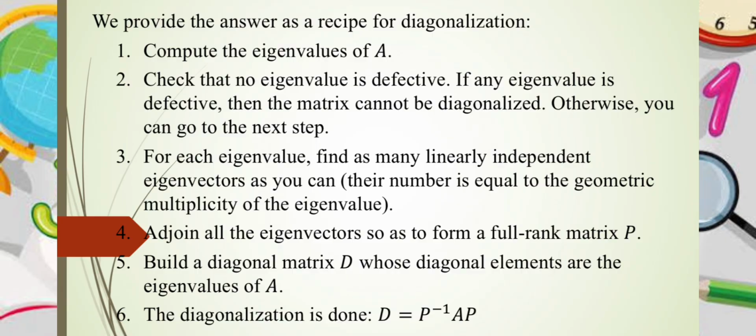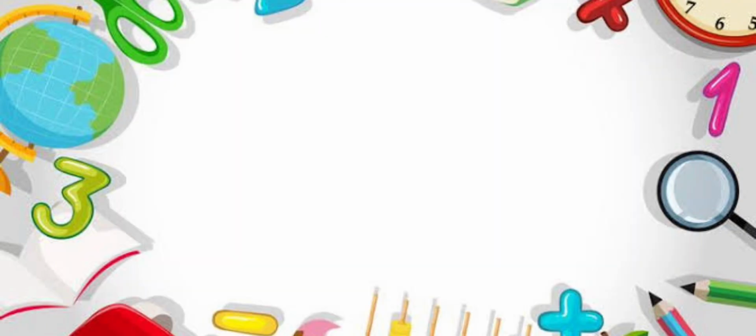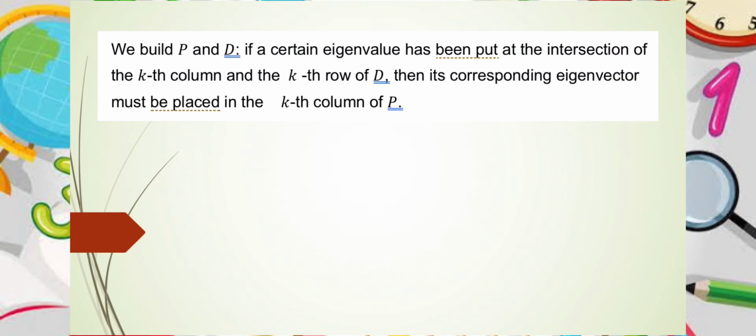D is equal to P inverse times AP. Importantly, we need to follow the same order when we build P and D. If a certain eigenvalue has been put at the intersection of the k-th column and the k-th row of D, then its corresponding eigenvector must be placed in the k-th column of P.